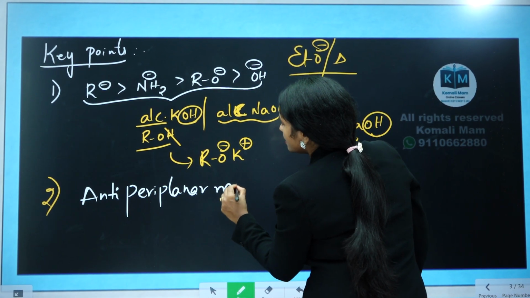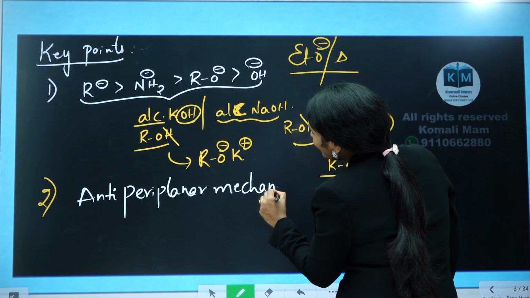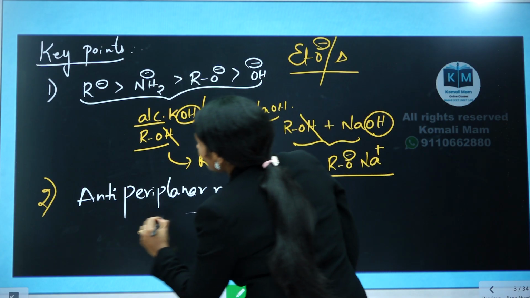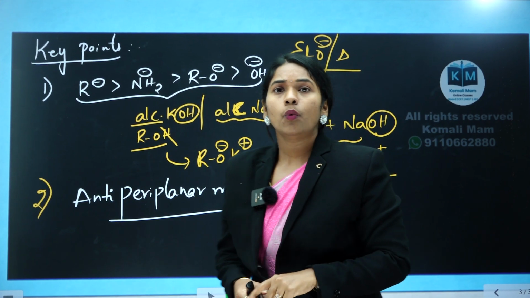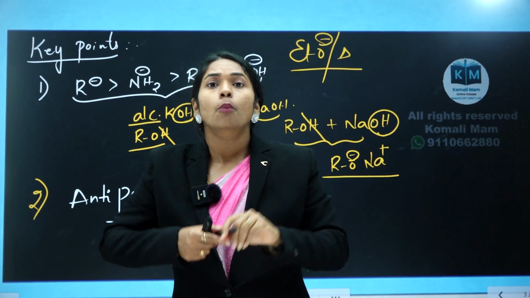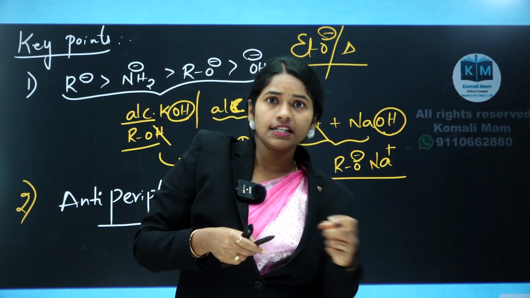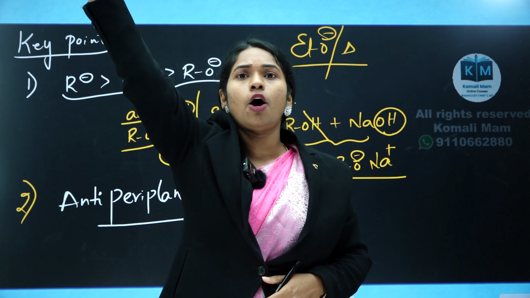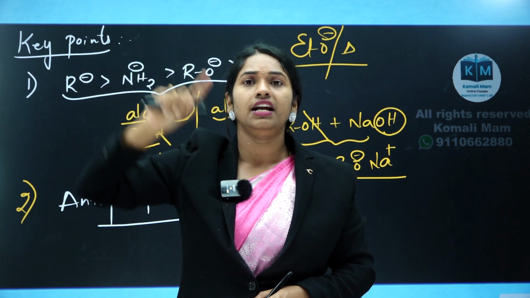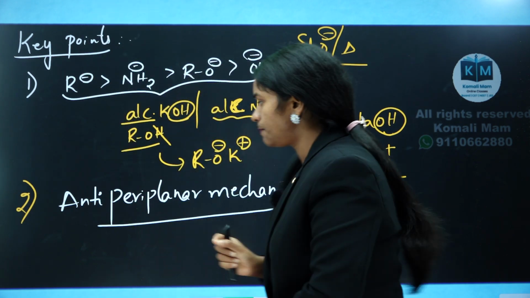Anti-periplanar mechanism. What is the meaning of anti-periplanar? Whatever the groups you are removing, one hydrogen and one halogen, both should be in opposite directions. If the halogen is in the down direction, the hydrogen should be in the top direction. Both should be in different directions. Then only the reaction is possible.